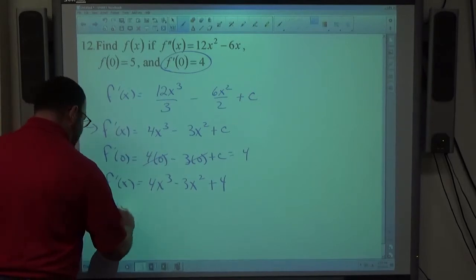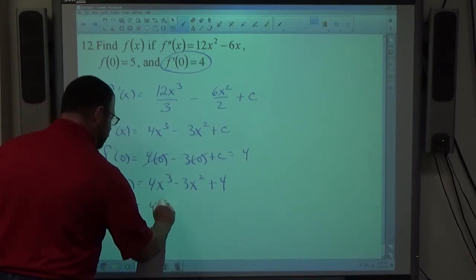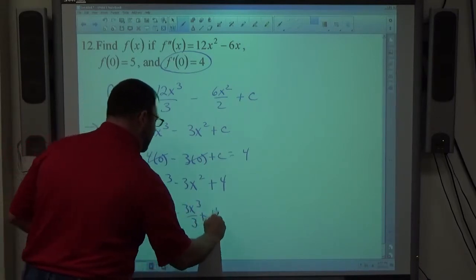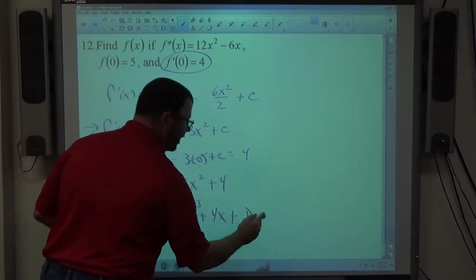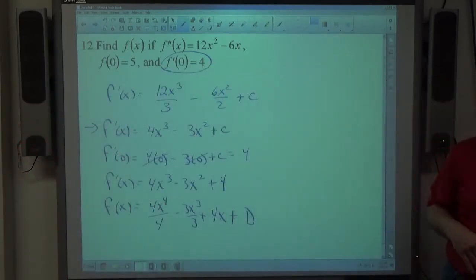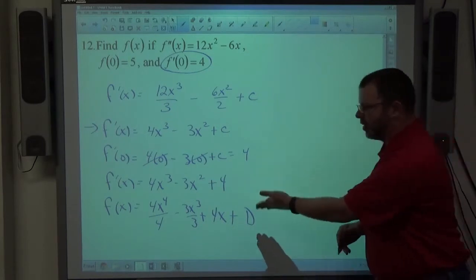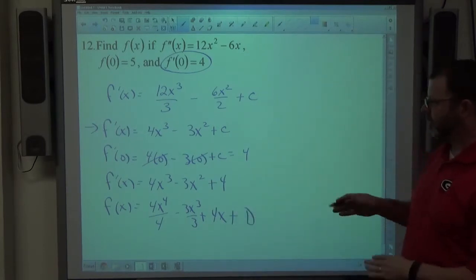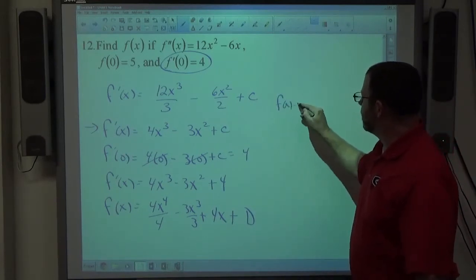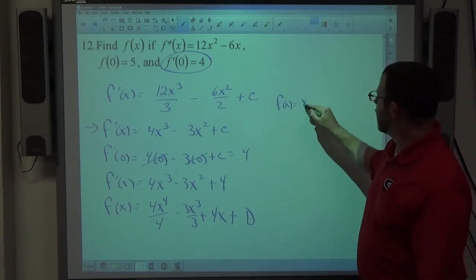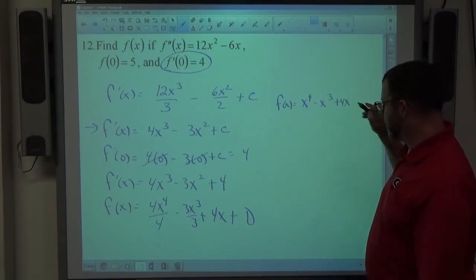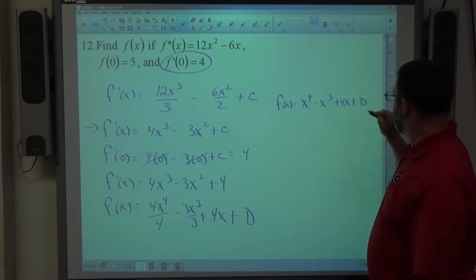Then f of x is going to equal 4x to the 4th over 4 minus 3x to the 3rd over 3 plus 4x plus some constant. I'm going to call it d, just give it a different name because c was something already. You can call it c again if you want, it doesn't matter. Once you establish what c equals, you can use c again. Just know it's not necessarily going to equal 4. If I simplify that as much as I possibly can, 4x to the 4th over 4 is x to the 4th, 3x cubed over 3 is x cubed, 4x is 4x, and then plus d can't be made any prettier.